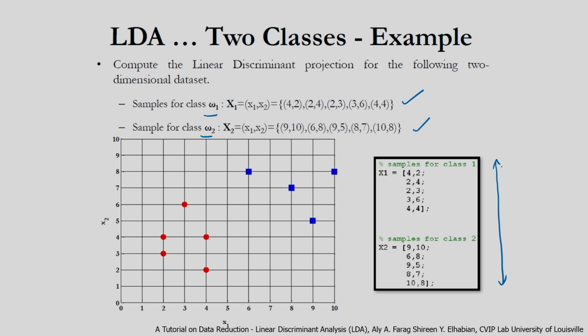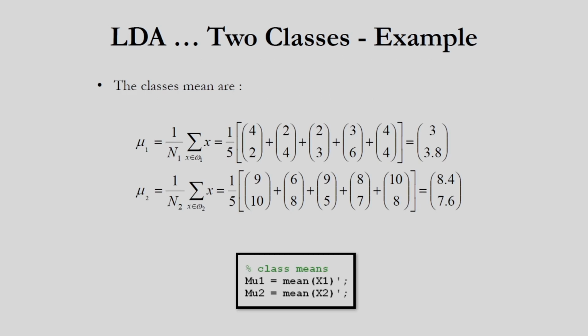And I am showing the MATLAB code for this. I am considering the samples x1 and x2 corresponding to the classes W1 and W2 respectively. You can plot the samples corresponding to these two classes: one is the green colored sample, and another one is the blue colored samples. After this, I can determine the class means by using this expression. Corresponding to the class W1, I can determine the mean of the samples, and similarly I can determine the class mean of the second class.